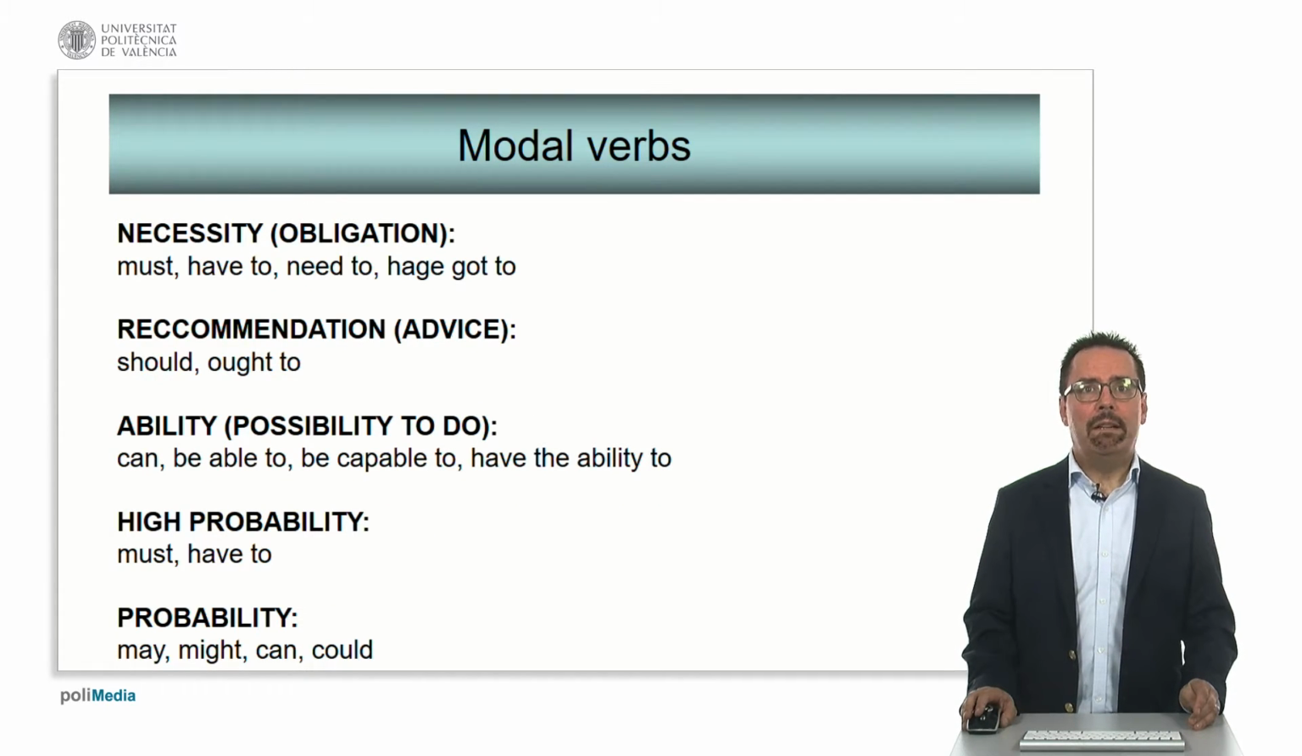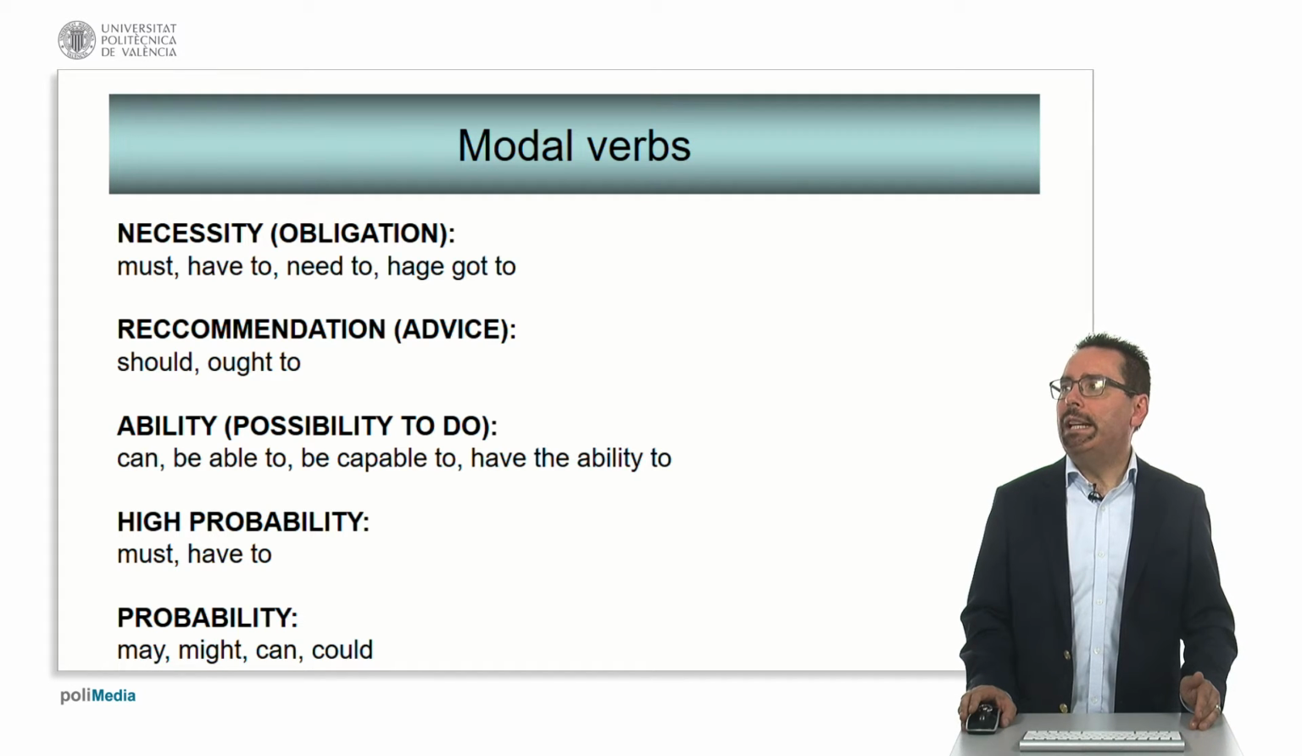Here we have a little summary of the most important added meanings that modal verbs give to the main verbs. In this slide we have the different meanings and the different possibilities regarding modal verbs. To express necessity or obligation, we have the following verbs: must, have to, need to, have got to. Regarding recommendation or advice, we have should or ought to. Ought to is a complex modal verb we didn't see, but it means nearly the same as should.